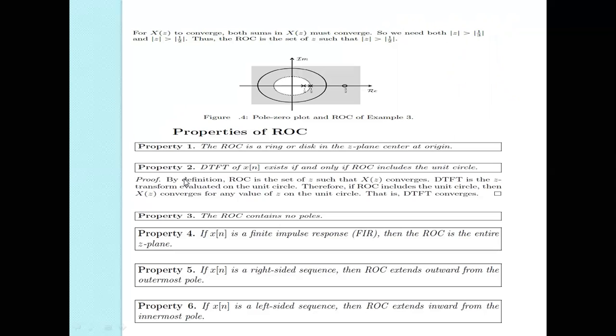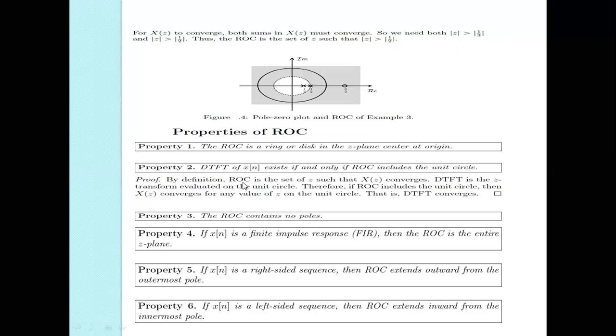Okay, and property 2 says that the discrete time Fourier transform of x of n exists if and only if the ROC includes the unit circle. When R is equal to 1 only, then the transform becomes a Fourier transform, that too a discrete time Fourier transform. The discrete time Fourier transform of x of n exists if and only if the ROC includes the unit circle.